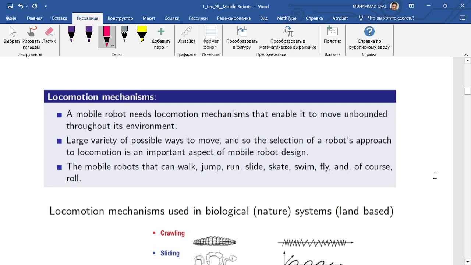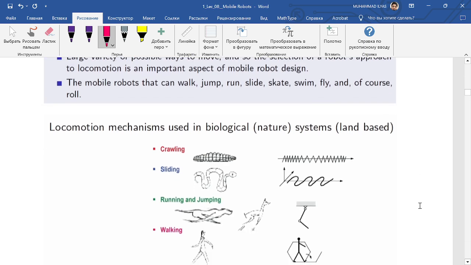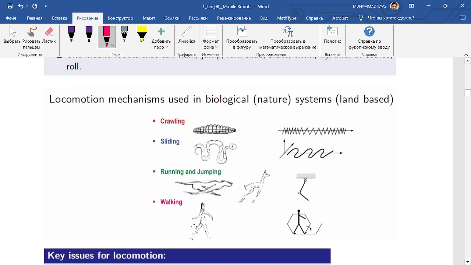So what is our application? Should our mobile robot move, walk, jump, run, slide, skate, swim, or fly? There are different options, depending on what type of motion we want to create for our application. In nature, we find different kinds of locomotion. The most common is walking, like every day we walk. Walking corresponds to legged robots in mechanical systems, and similarly running and jumping.